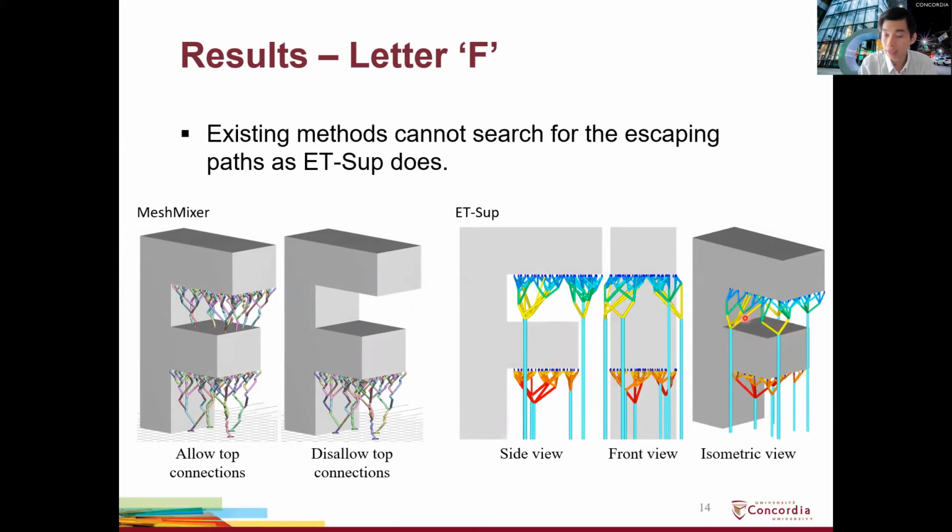And you can see that all the support can be successfully built outside the model without touching any of the top surface, compared to an existing method, Meshmixer, which generates tree support. It actually has the option to allow or disallow the so-called top connection. However, if you allow top connection, you will build support on top of the bottom surface here. But if you don't allow it, because it cannot find a solution, it simply removes all the support over there, which is obviously not a valid solution because you cannot print a model without support this way.